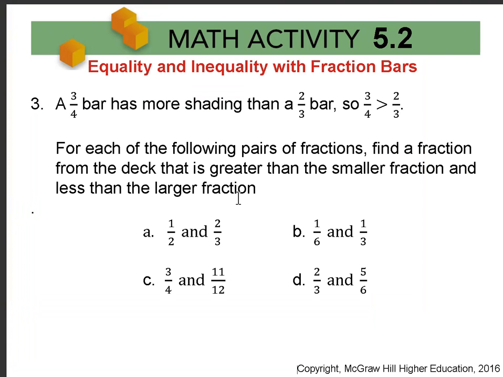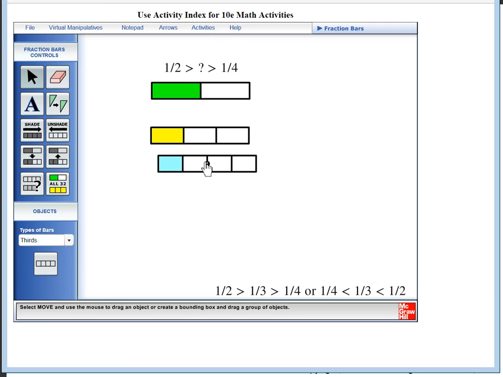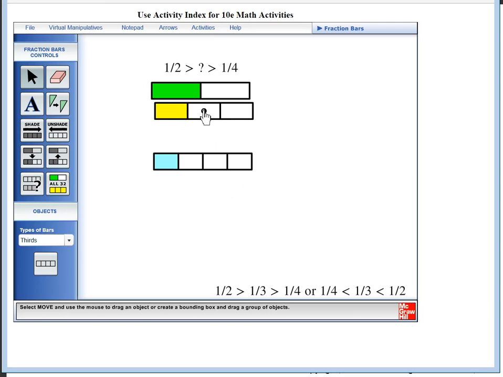In question 3, we look at inequalities. A 3/4 bar has more shading than a 2/3 bar, so 3/4 is greater than 2/3. We give you some fraction pairs and ask you to find bars in between these different size bars. For example, if I had 1/2 and 1/4, 1/2 is greater than 1/4, 1/2 has more shading. A bar that's in between them is the 1/3 bar.